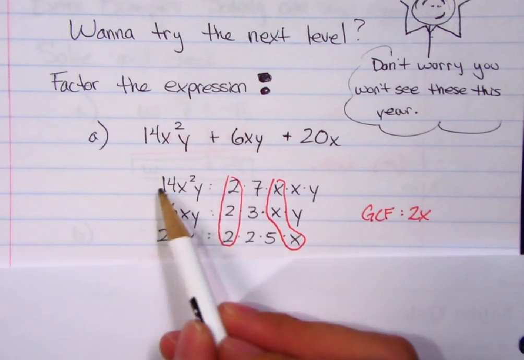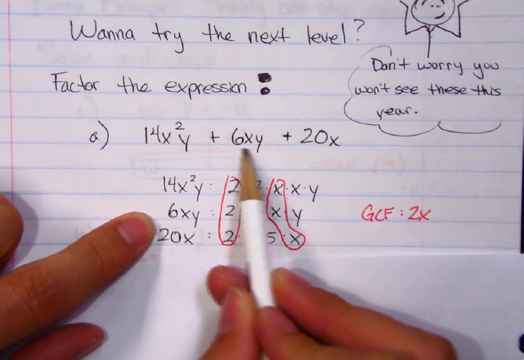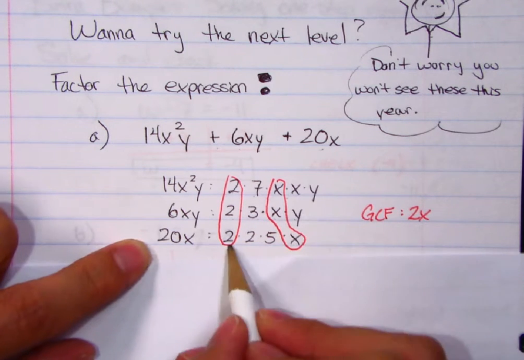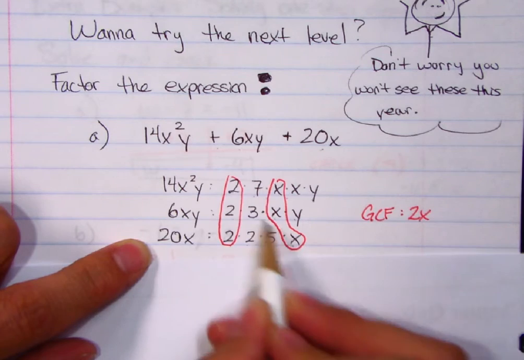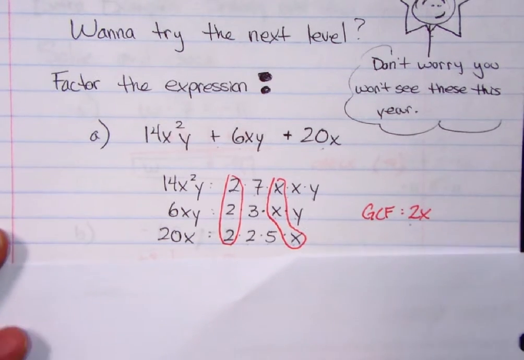14x squared y. That's a 2 times a 7, an x times an x, and a y. 6xy is just a 2 and a 3, an x and a y. 20x is a 2, 2, 5, and x. What do they have in common? All 3 of them have a 2, all 3 of them have an x. That's why that's your GCF.